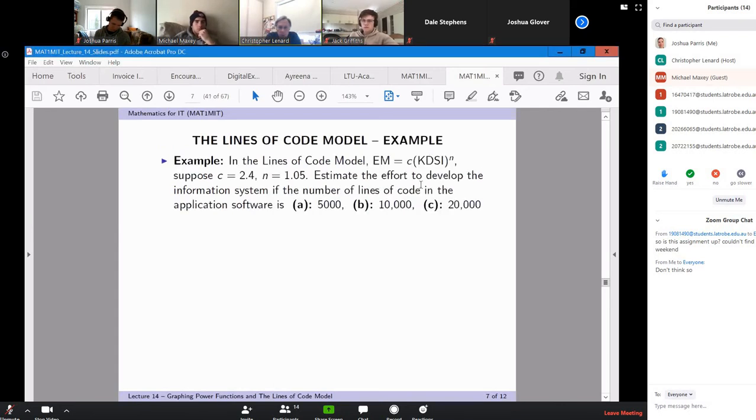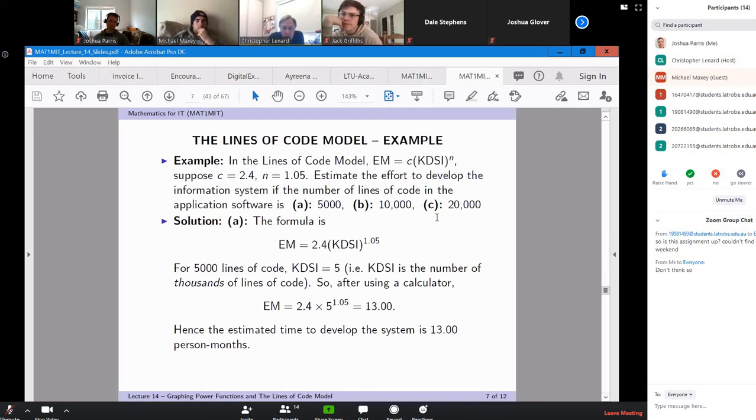So here's an example. With 2.4 and N equals 1.05, the effort to develop the information system, if you've got 5,000, 10,000 or 20,000 lines of code. So effort months is 2.4 times KDSI to the power of 1.05. I haven't told you how we calculate to the power of 1.05, but just imagine it can be done.